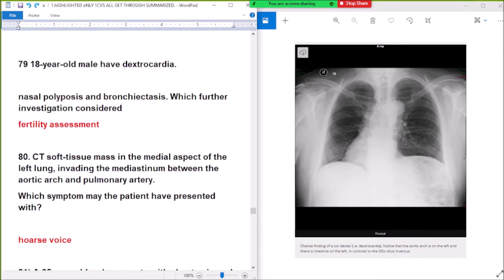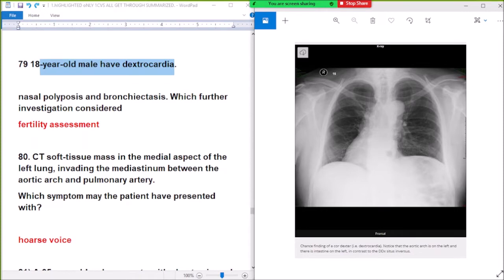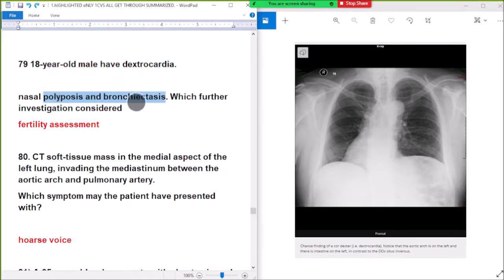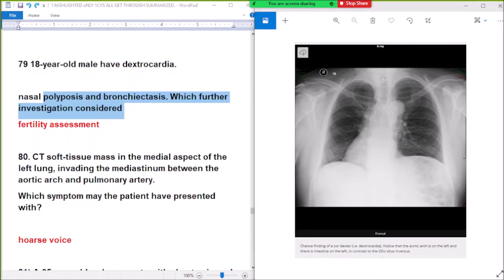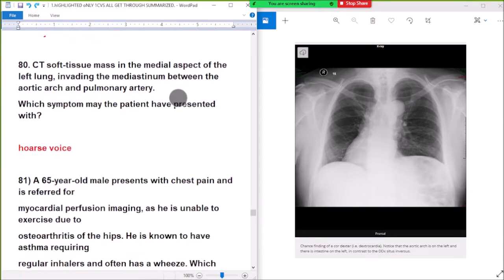Question number 79. 18-year-old male has dextrocardia, nasal polyposis and bronchiectasis, with further investigation considered for fertility assessment. The diagnosis is Kartagener syndrome.